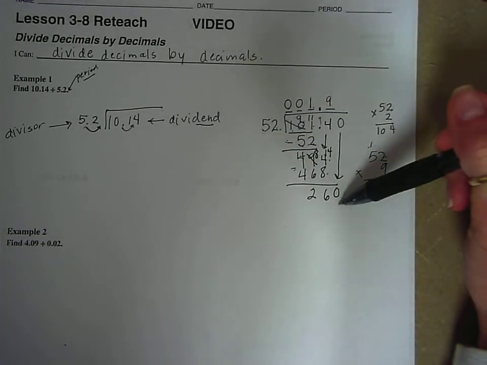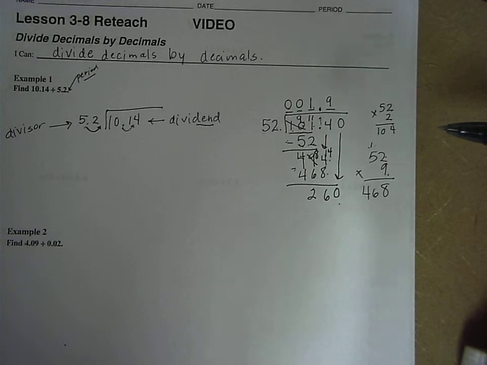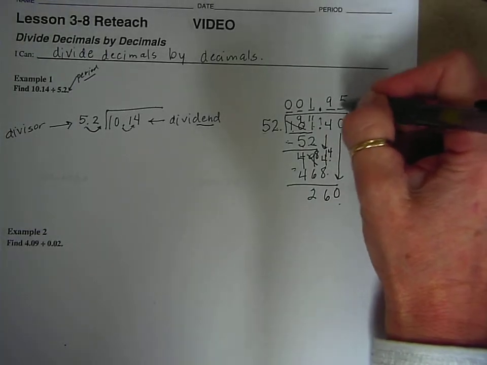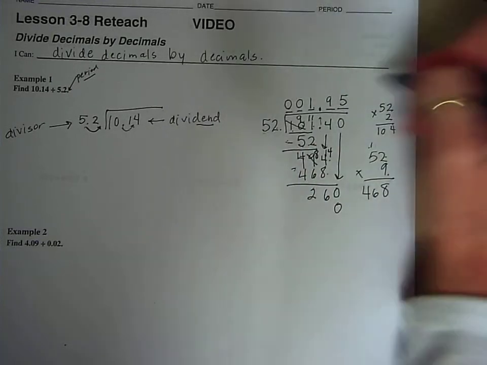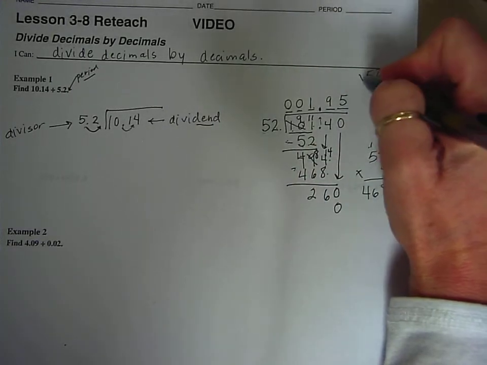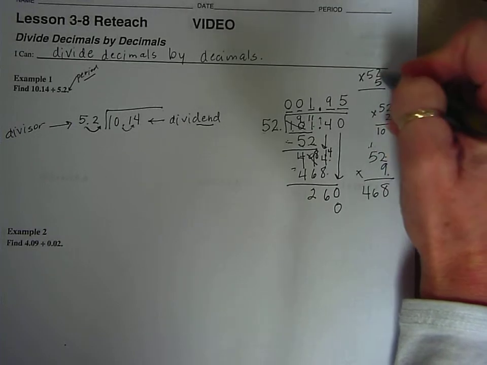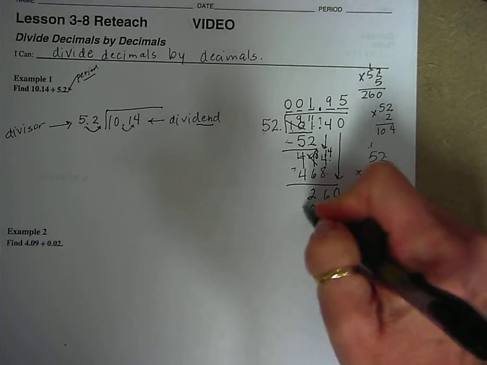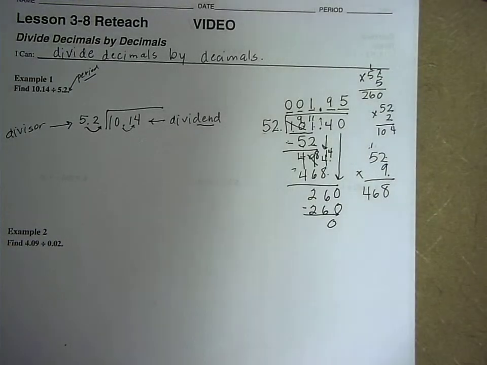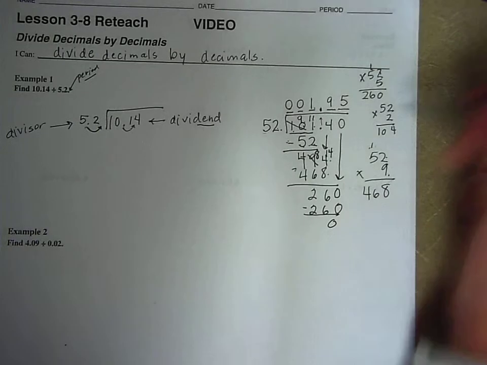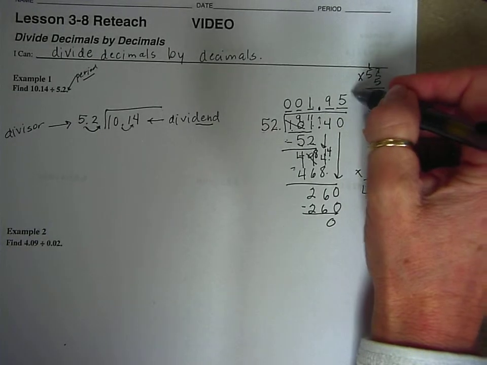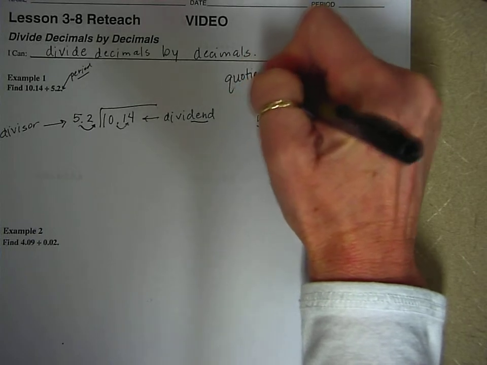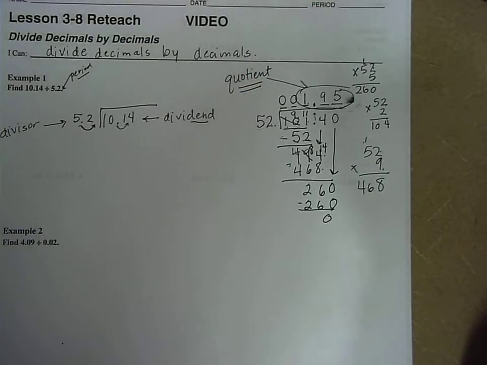So then 52 goes into 260. 1, 2, 3, 4, probably 5 times. Here I'll do my work over here, 52 times 5, 10, 25, yep, 260, yay, okay. Wasn't sure what was going to happen. Okay, so 1 and 95 hundredths is your quotient. We got to remember these terms.